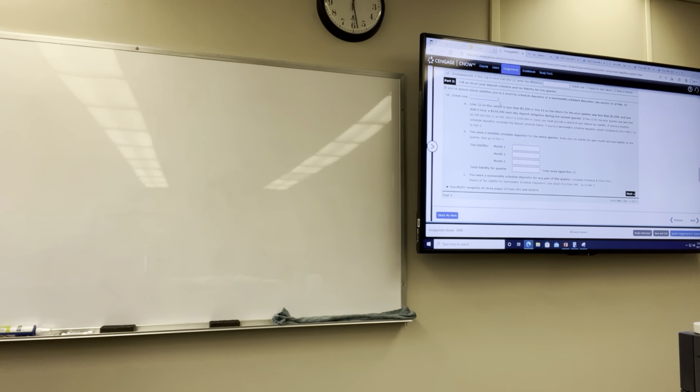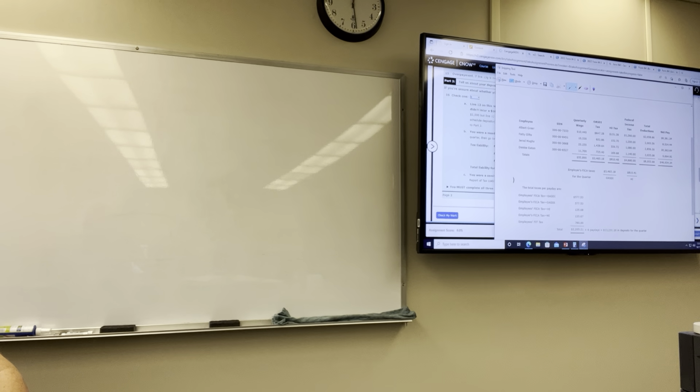So check 1. This one, again, it would normally be a checkbox here, but they're a monthly scheduled depositor, so we're going to enter B there. Right? Okay, so tax liability for months 1, 2, and 3. Let's go back to look at our amounts here.